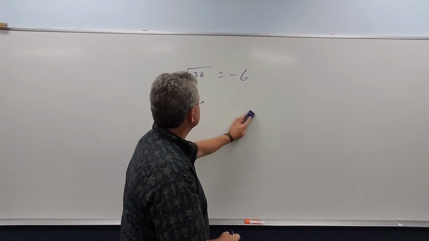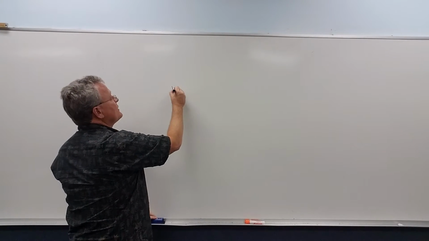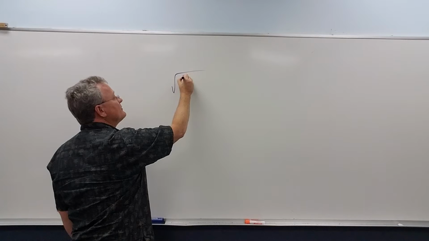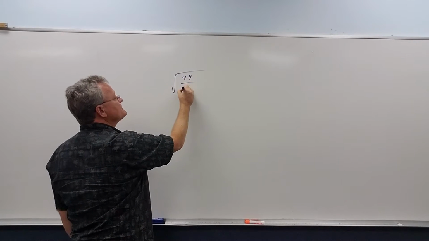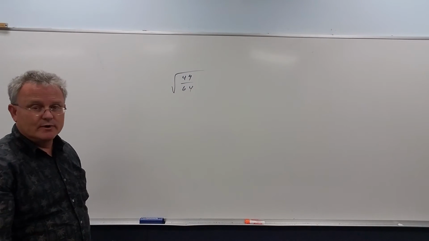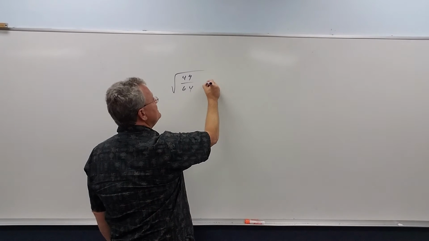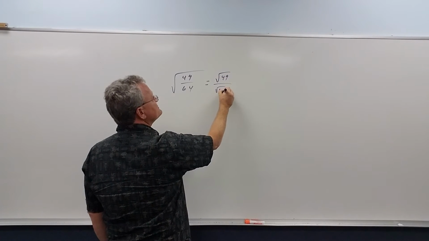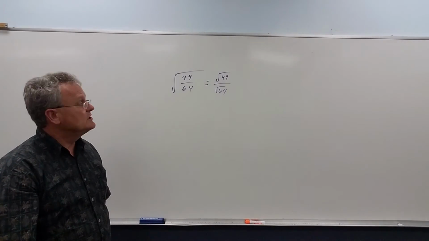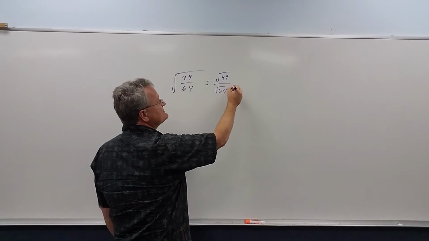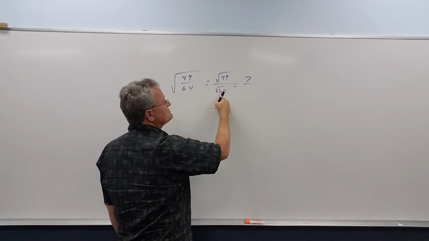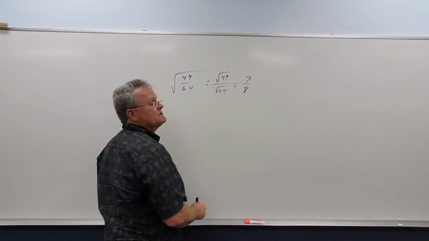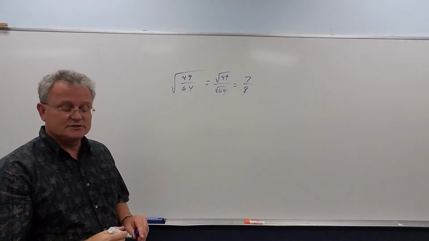Okay, one last example. Let's say we have the square root of a fraction. Oh, I don't know, 49 over 64. Well, this happens to equal the square root of 49 over the square root of 64. That is true. And the square root of 49 is 7. The square root of 64 is 8. So that would equal 7/8.